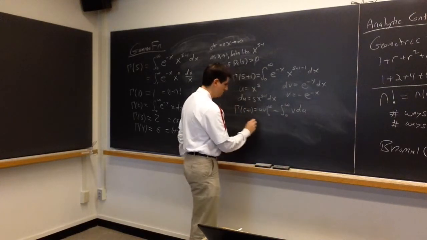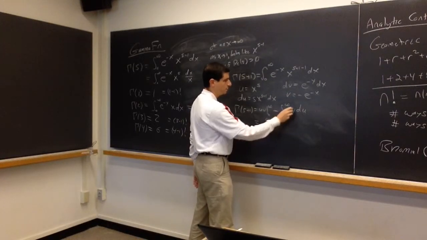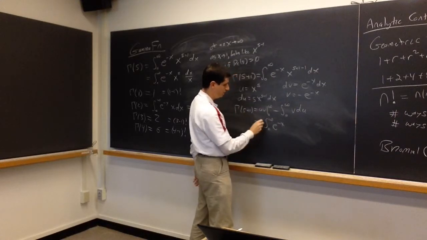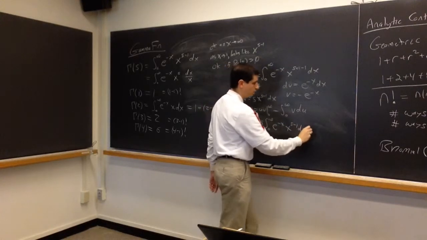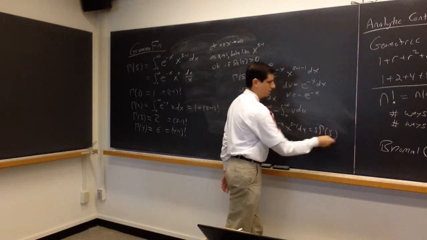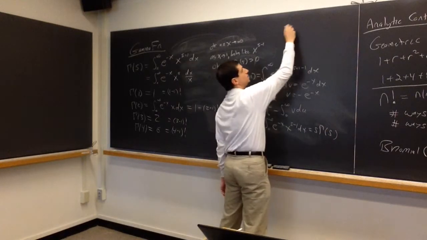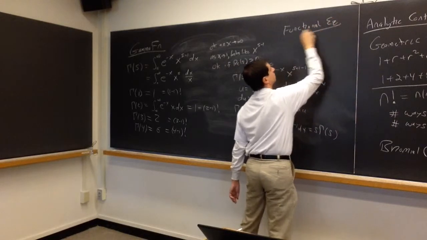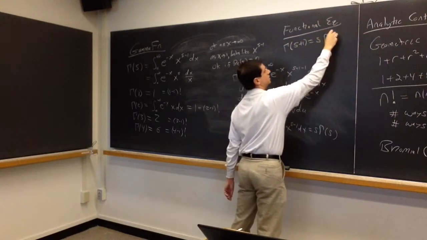So we get that this is equal to, the minus becomes a plus, the integral from 0 to infinity of e to the minus x. We can pull the s outside the integral, x to the s minus 1 dx. Oh, and that's our old friend, gamma of s. And so I'll write it up here. We get the functional equation: gamma of s plus 1 is s gamma of s.